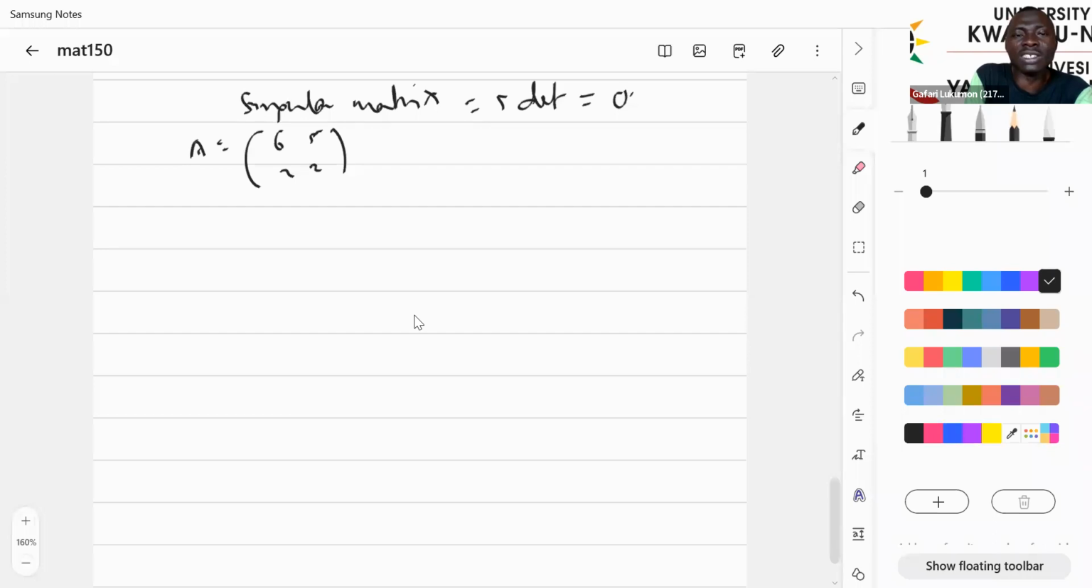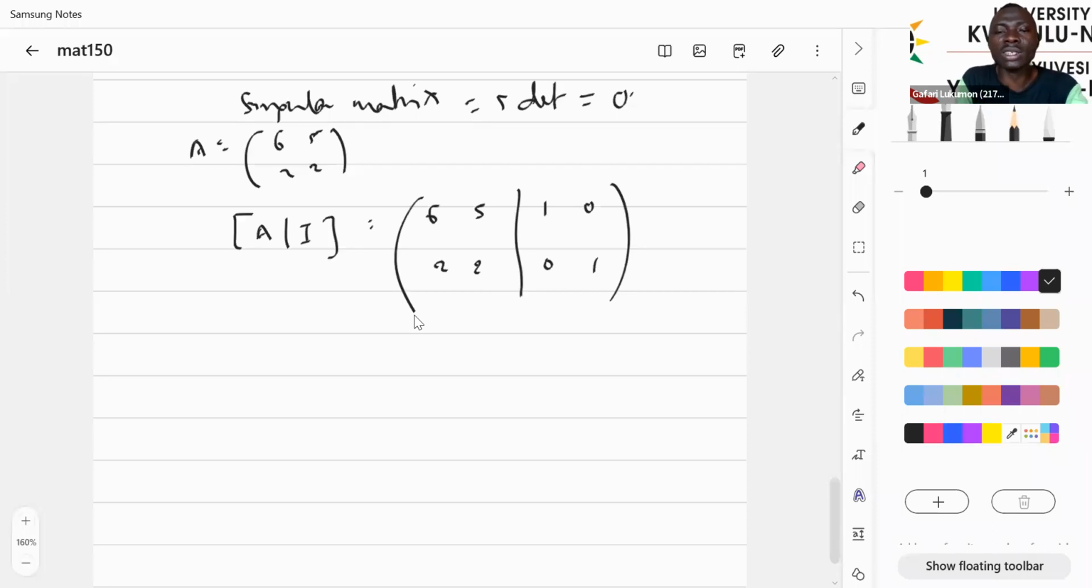Since you want to find the inverse of this, you are going to have something of this nature, A | I. So your I is your identity matrix, a 2 by 2. Then you are going to have 6, 5, 2, 2, then 1, 0, 0, 1. Trust you understand. Then you are going to resolve it in such a way that at the end of the day you are going to have I here, then you are going to have A inverse on the other hand. You see what we've done?